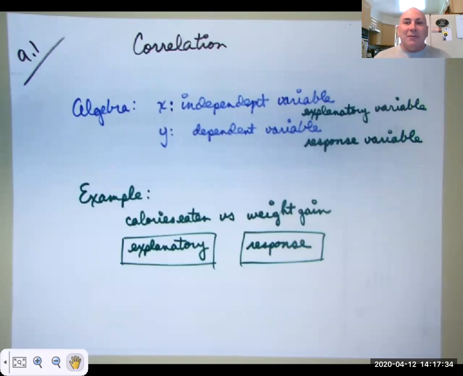So the best example I can come up with is calories eaten versus weight gain. If you were to plot that on a graph, calories eaten would be the explanatory variable. And the more calories you eat, in theory, the more weight you would gain. So your weight gain would be the response variable.